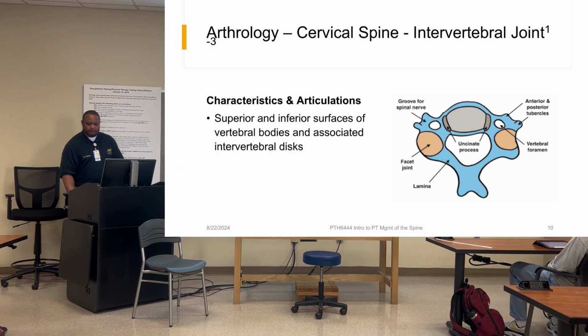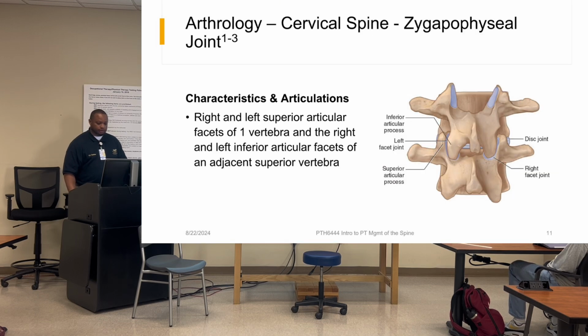The uncinate processes are significant because if they have osteophyte formation, if they are enlarged or have any type of hypertrophy, they can actually limit side bending. So if you have a patient who has enlarged uncinate processes, you may not get much side bending out of them because the uncinate processes can limit side bending. All right. So again, you have your anterior and posterior tubercles, your vertebral foramen. All right. You have your lamina and also your facet joints.